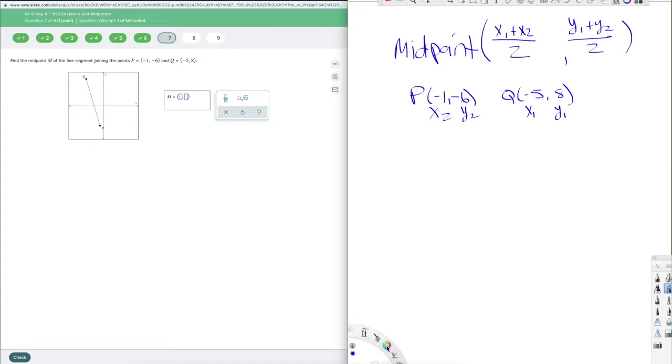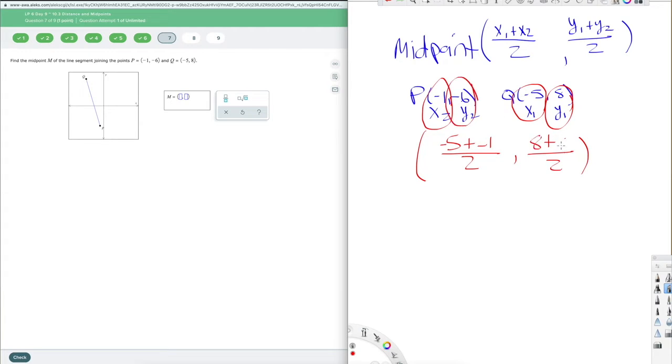All right, so let's go ahead and change this up a little bit. So we're going to have our coordinates here. It's going to be plus, and then we're dividing by 2 no matter what. So these pieces aren't going to change. What is going to change is what we plug in here. So x1, I changed my mind on that one. This one's x1, -5, and this one's x2, so -1. And then y1 is 8, and y2 is -6.